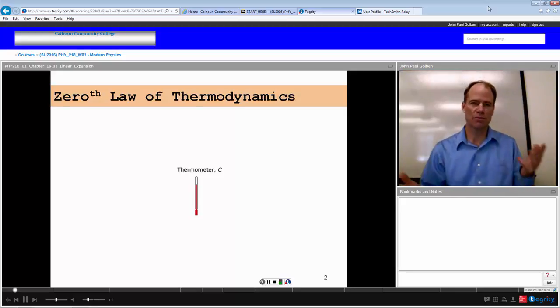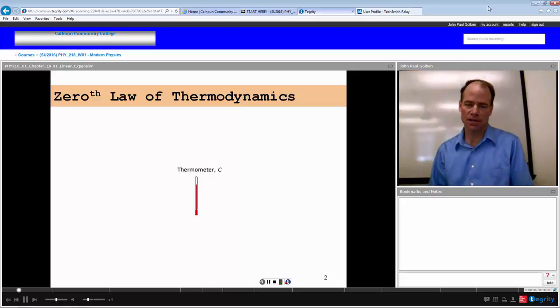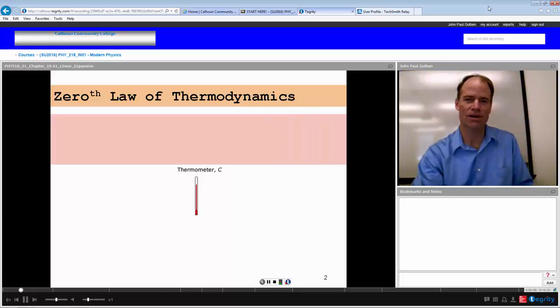So once those had already been established, it was determined that they really needed a law before that, one that established the definition of temperature. So there's the 0th law of thermodynamics.